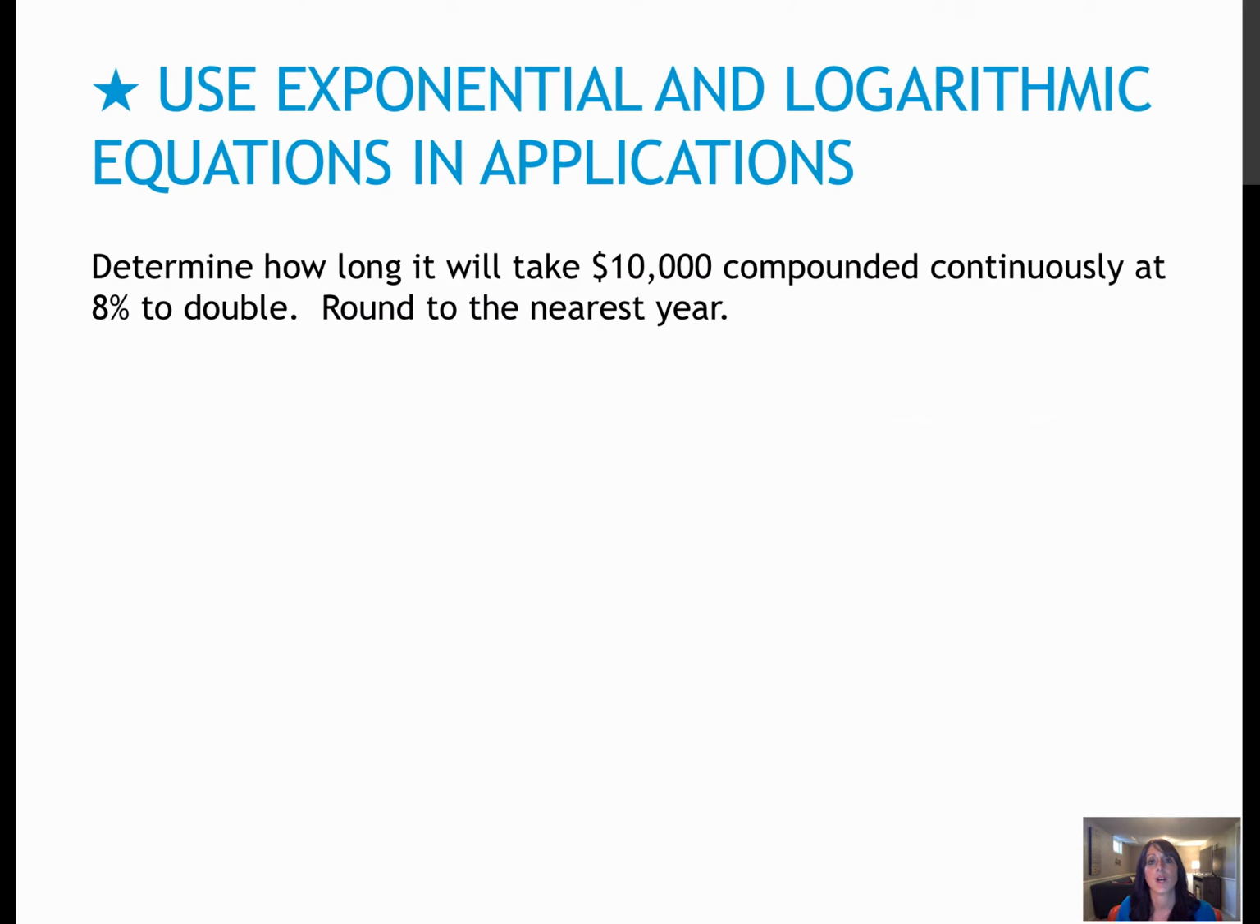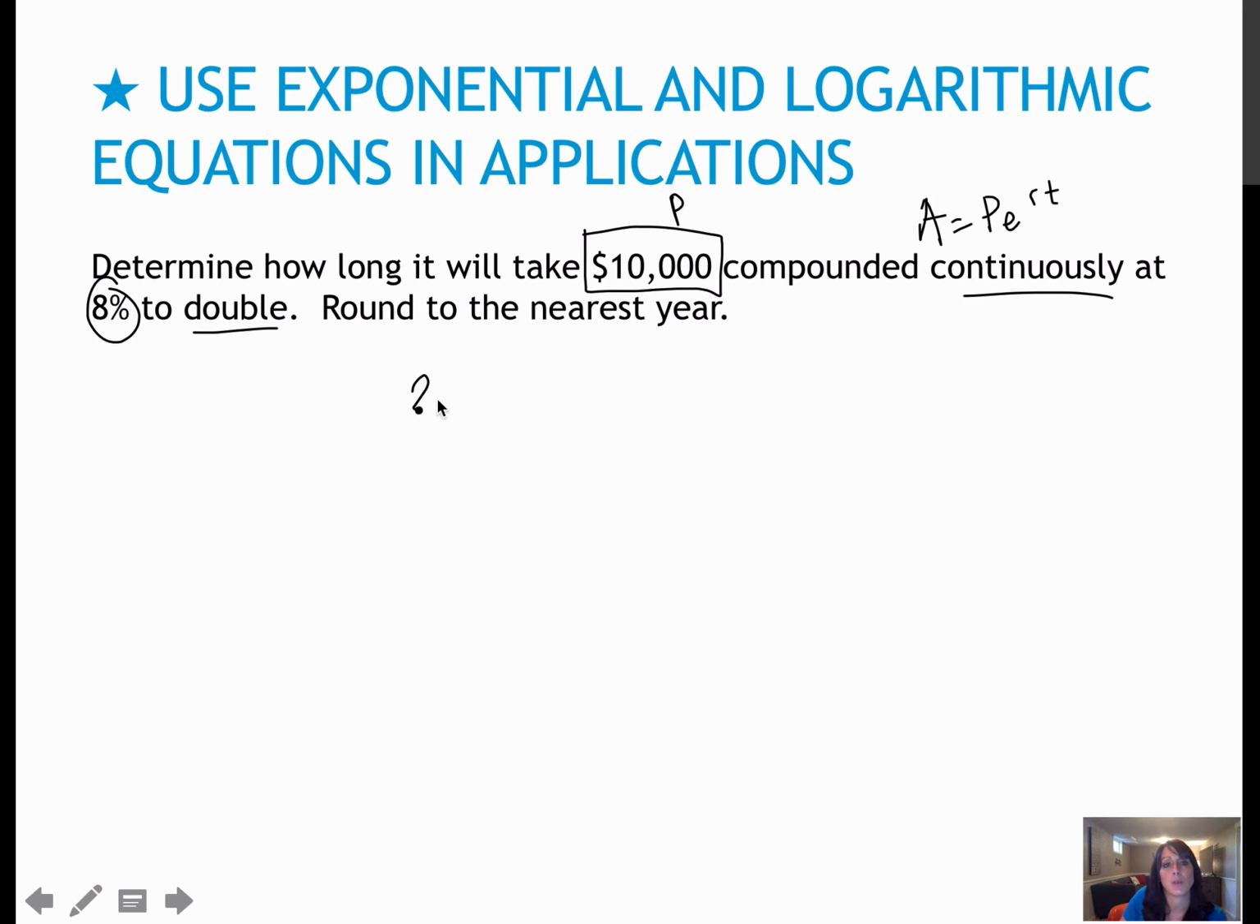Here's one for you to try on your own, so give it a shot, then press play to check your work. So this one says determine how long it will take 10,000, so that means that's principal, compounded continuously. So again, we're going to be using that PERT equation at 8% to double. So I know I have 10,000 and I want my accumulated amount to be double that, so it's going to be 20,000 equals 10,000 e to the 0.08, which is my rate, t.